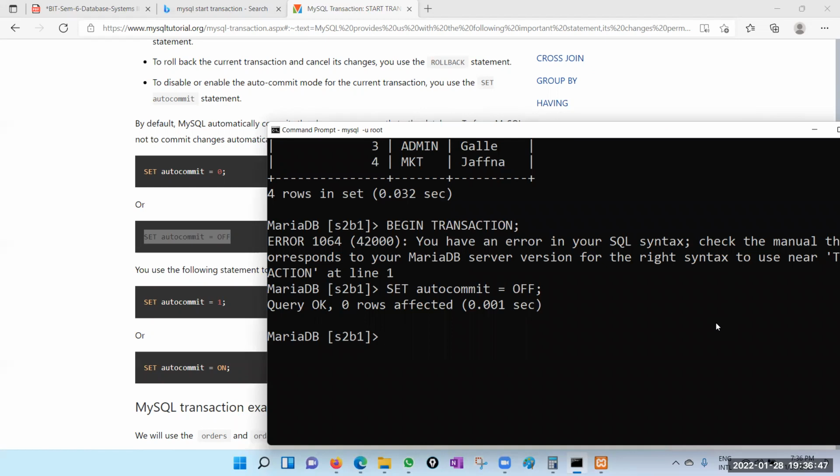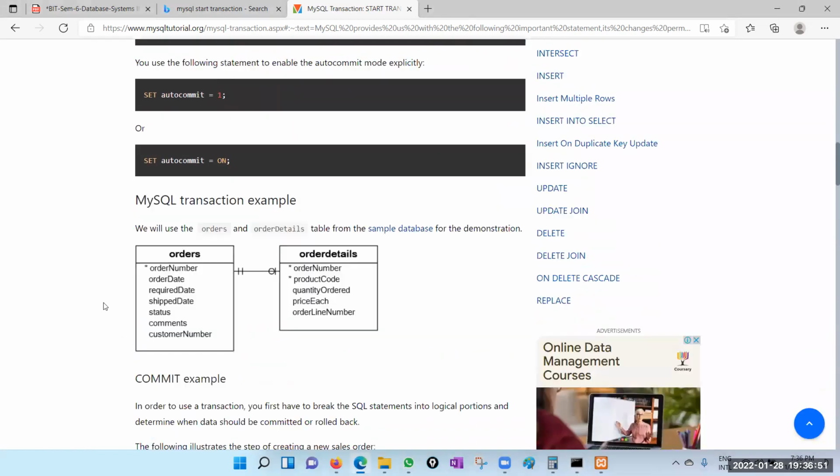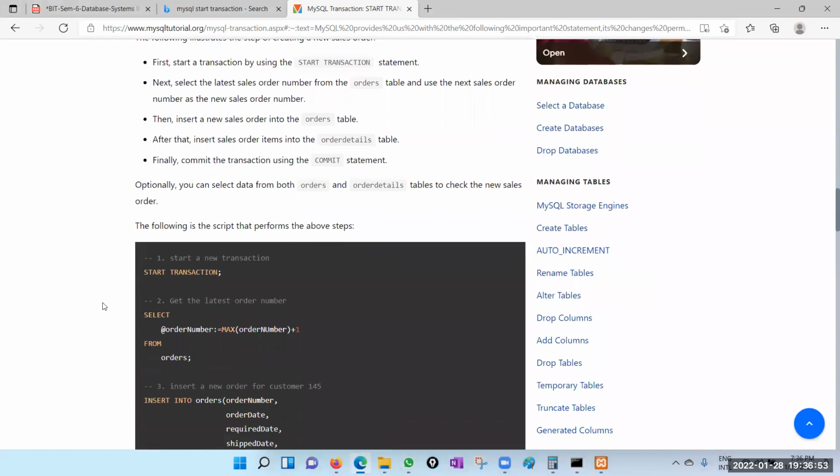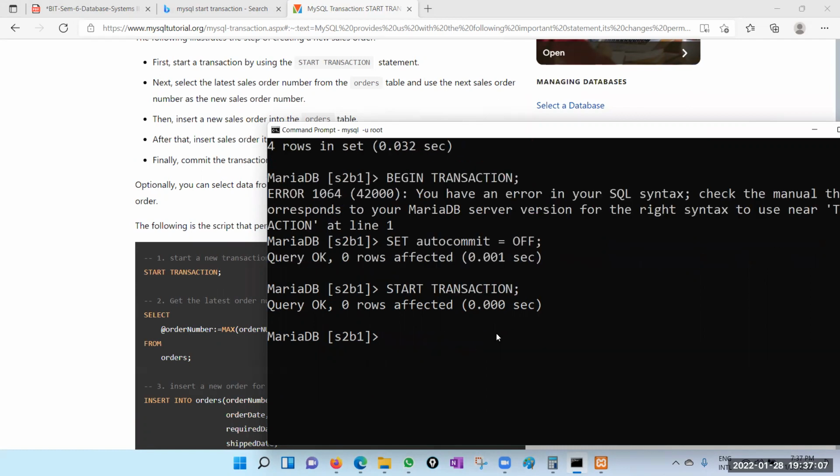So now let's say start transaction. Right, now let's do an update.